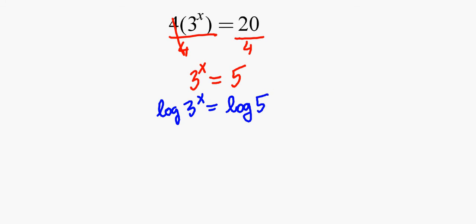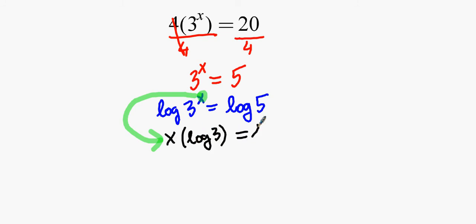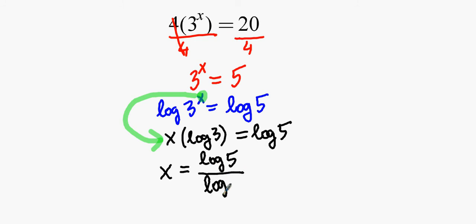And this now allows me to fish out my x. So in the next step, the x goes up front. So it's going to be x times log 3 equals log 5. And then to get x alone, to get rid of that log, we just take that log 3 and we kind of rip it off from the x and we put it under log 5. We divide by log 3.